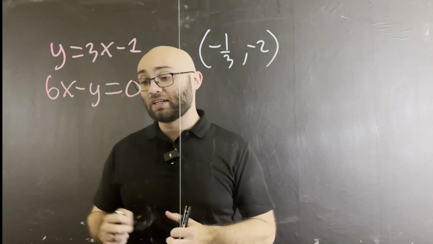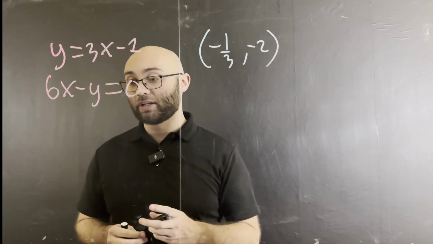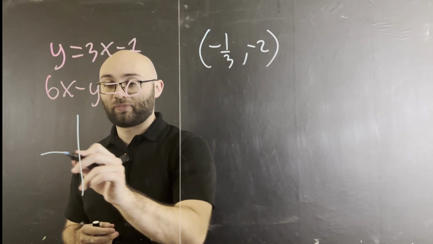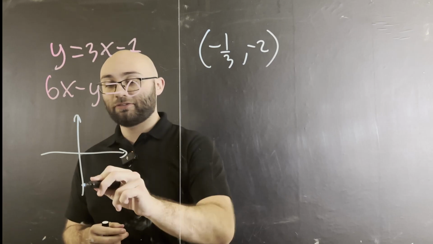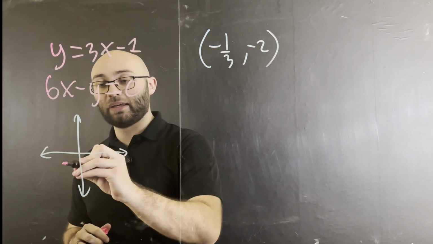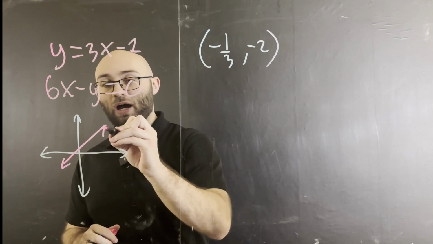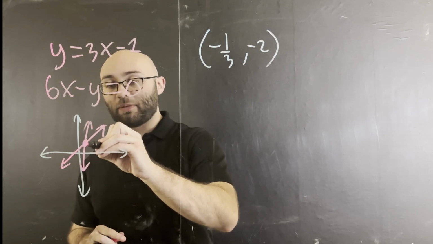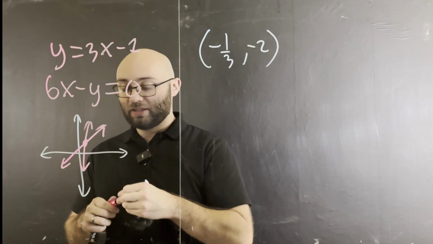One of those ways is you could open up a graphing calculator like Desmos, and you could graph the 2 lines. So if this was your graph, you could graph both lines, and where they cross is your answer, and you can click on that point and it will tell you the exact point.